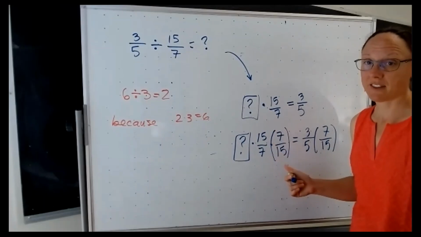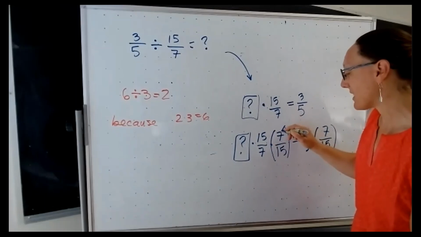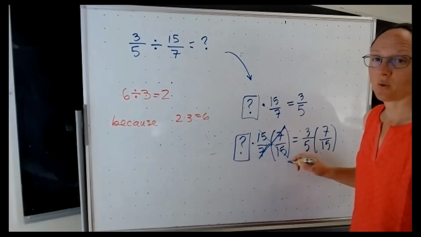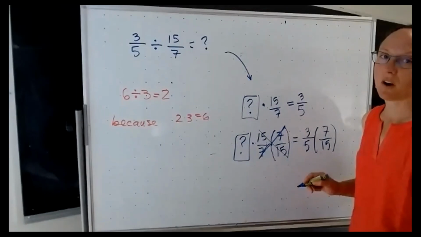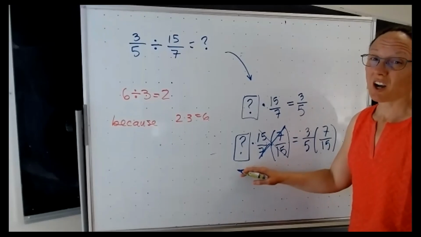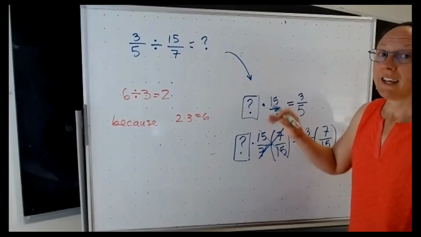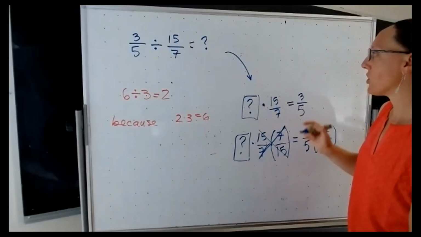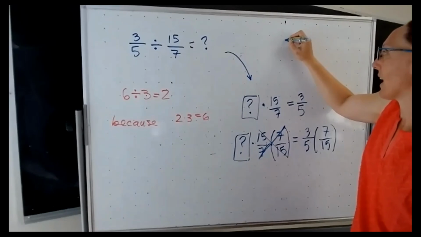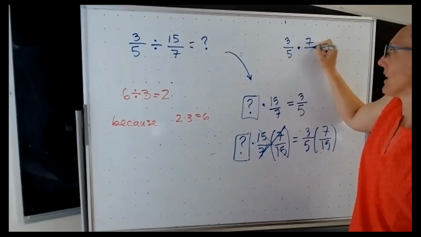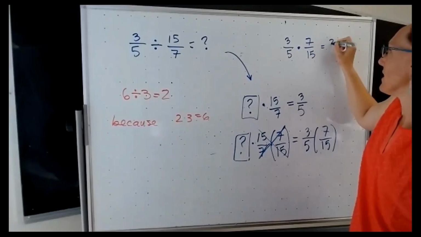Why the 7/15 over here? So that my 7s cancel out to give me that 1, and the 15/15 cancel out to give me the 1. So the shortcut for how to get to this final answer is to reframe the original question to actually say 3/5 times 7/15 is equal to what?